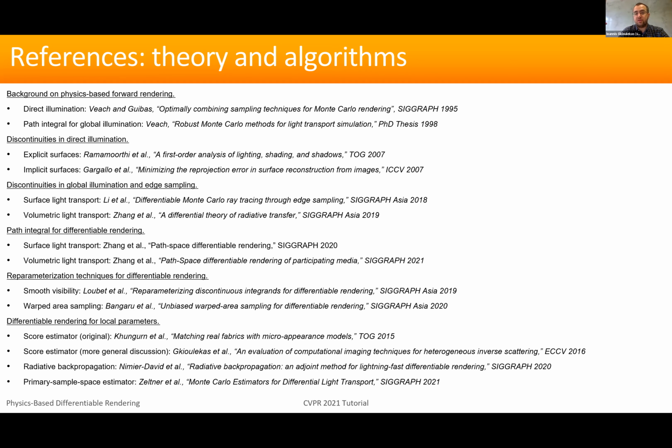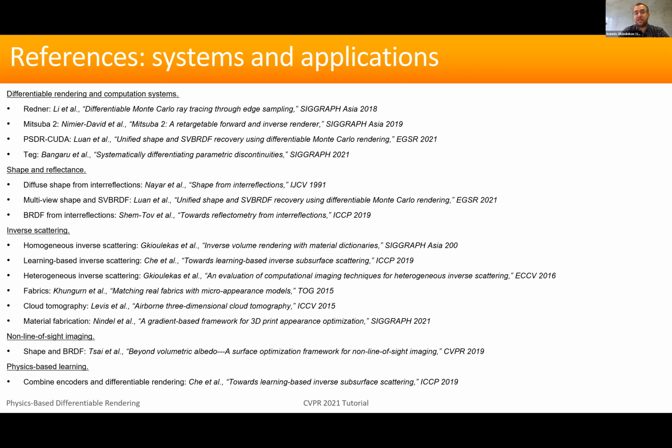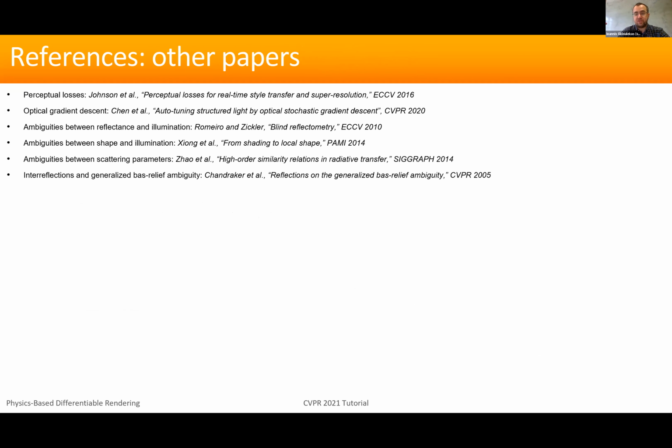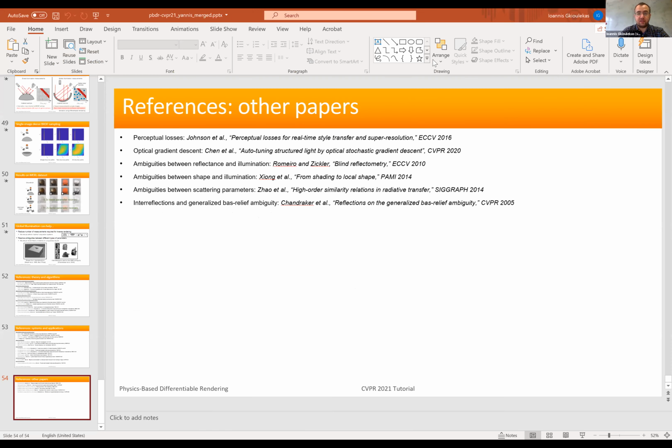So papers on theory and algorithms of differentiable rendering, systems and applications, so Redner, Mitsuba, PSDR, TEG, and the different applications I mentioned, as well as a few other papers that all of us mentioned during our discussion. So with that, I'll hand it over to Shuang. Yeah, before I give the high-level summary, maybe Sai wants to talk very briefly about Redner first.